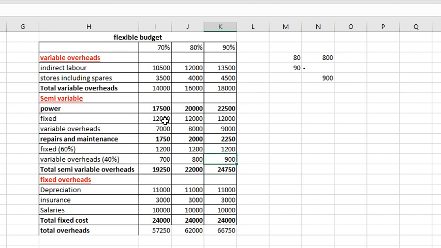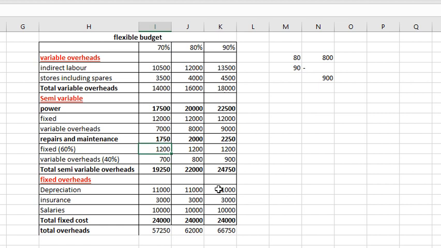So now this is our fixed expenses and variable overheads. If you look here, the fixed expenses under power are the same, and the fixed expenses under repairs and maintenance are the same. So please don't get confused with this. I have done the calculation showing how to do the cross multiplication. But when it comes to fixed, cross multiplication is not required, because the amount of fixed expenses will remain the same whatever the capacity. Now under fixed overheads, all the expenses are fixed here. So 11,000, 3,000, 10,000, irrespective of the capacity, the amounts are the same.